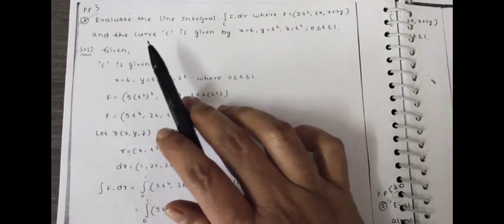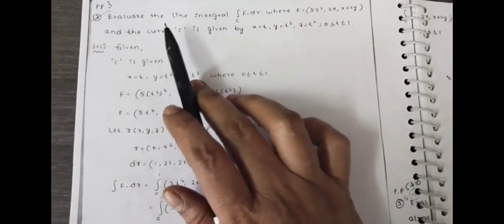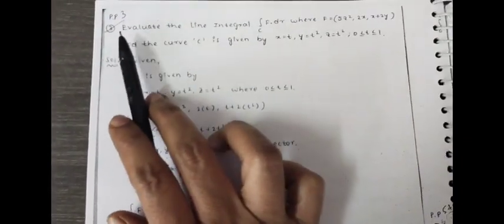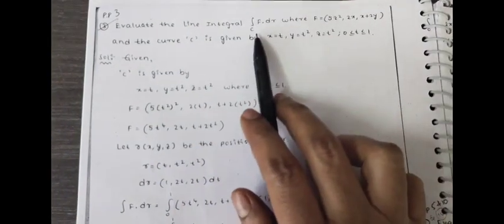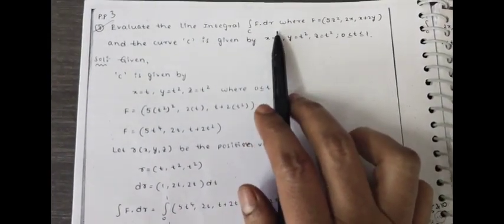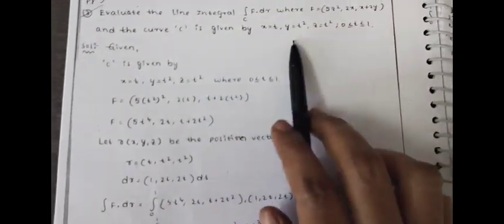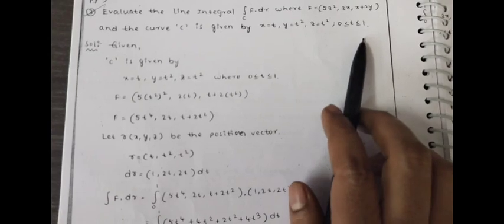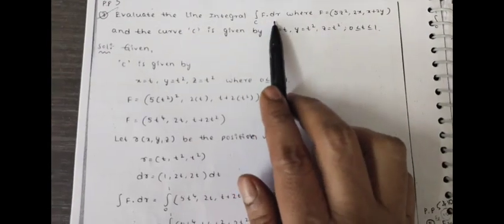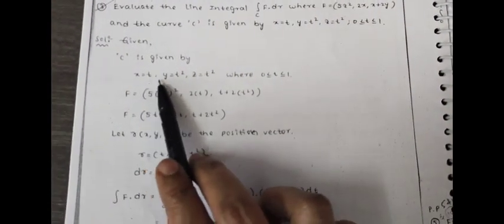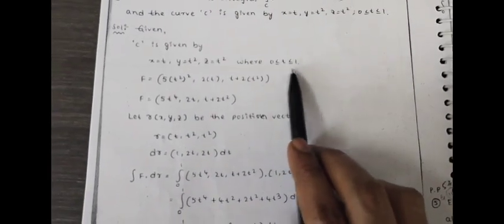Today we are going to discuss vector calculus practical problems. See practical problem 3. Evaluate the line integral, integration over C of F dot dr, where F is a field given in terms of x, y, z, and the curve C is given in terms of t, where the t limits are given. So to find the line integral, the curve is given: x is t, y is t square, z is t square, and the t limits are given, which you have to write.